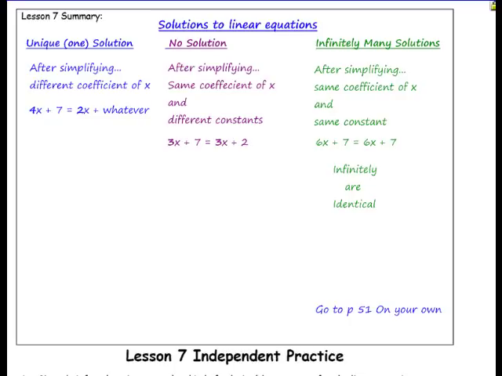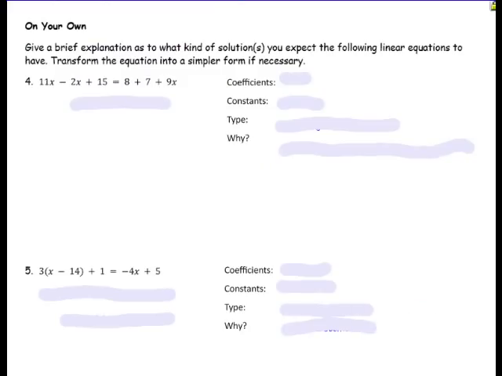Pause the video and make sure that you copy down the lesson summary. This is an important topic and you'll want to memorize these characteristics of solutions to linear equations. When you're ready, go back to page 51. On your own, give a brief explanation as to what kind of a solution you expect the following linear equations to have. Transform the equation to a simpler form if necessary.